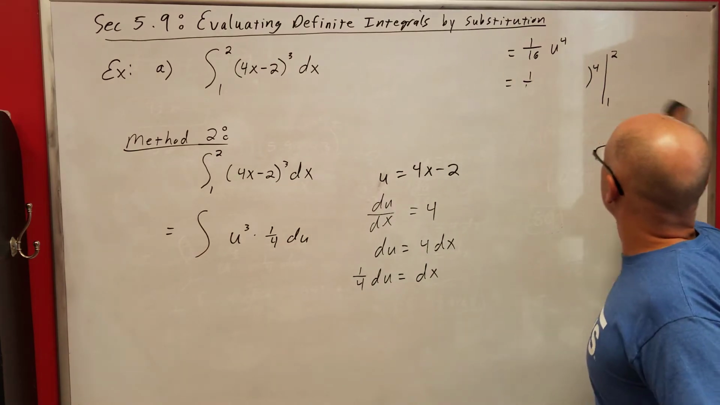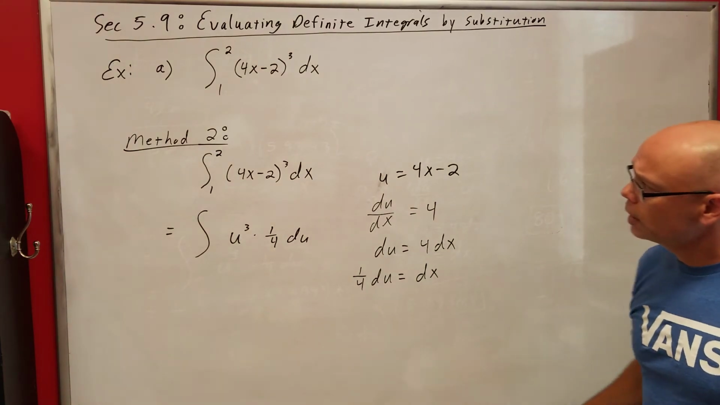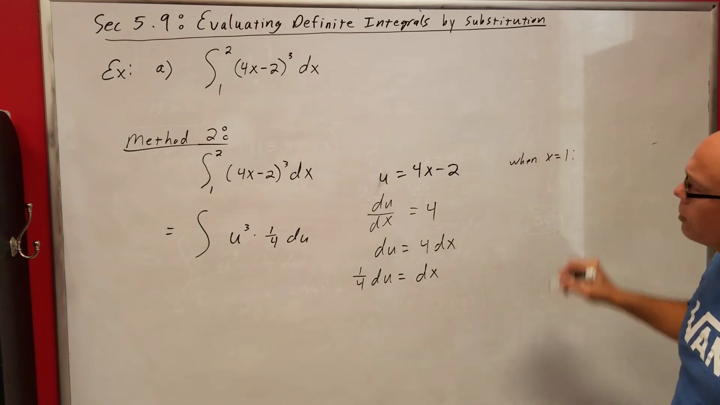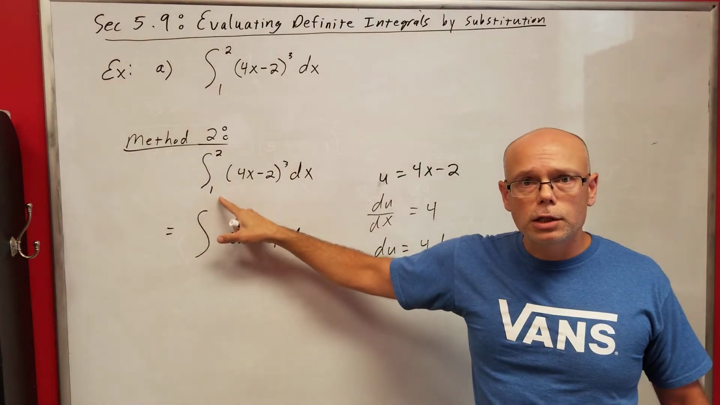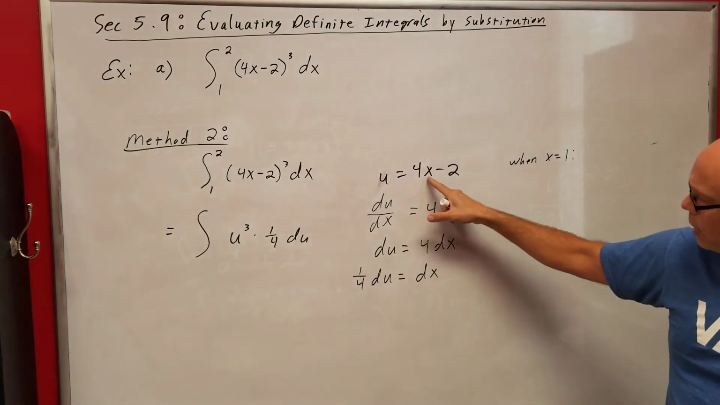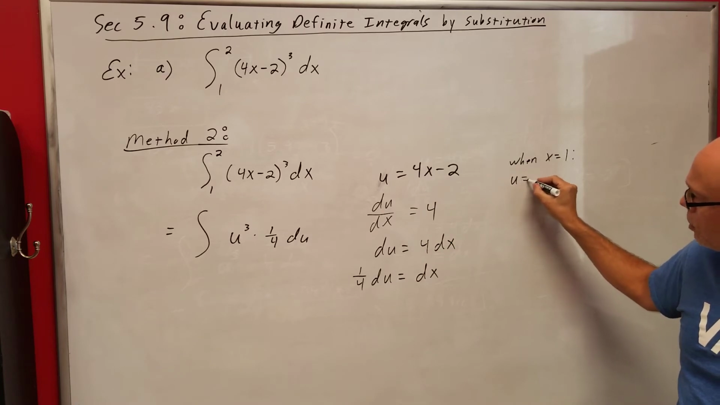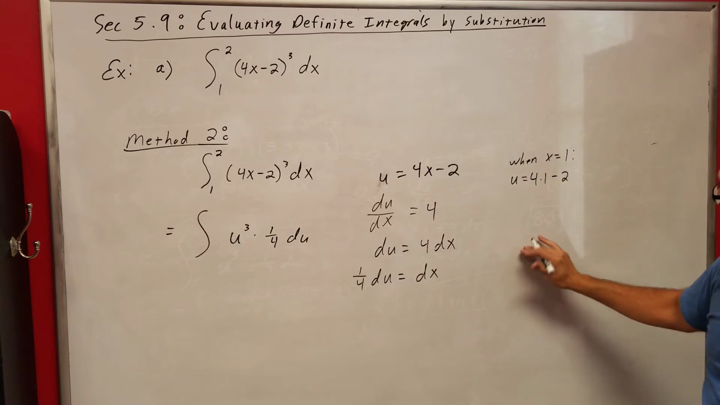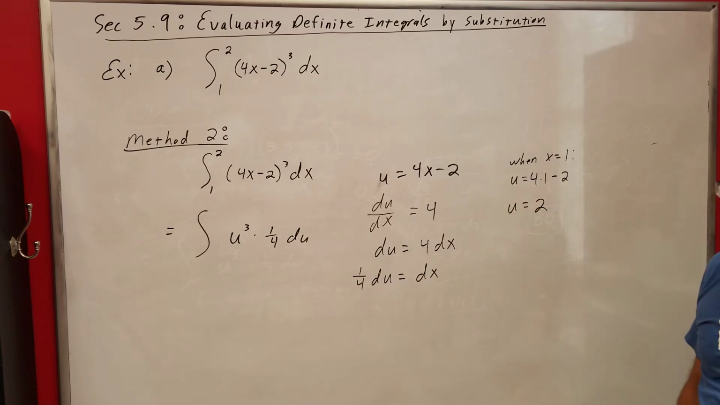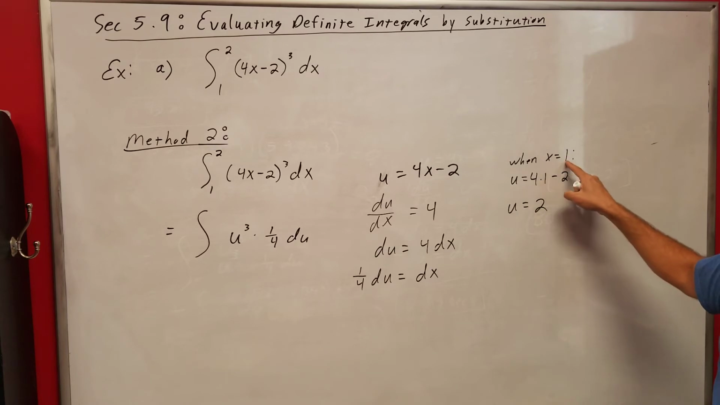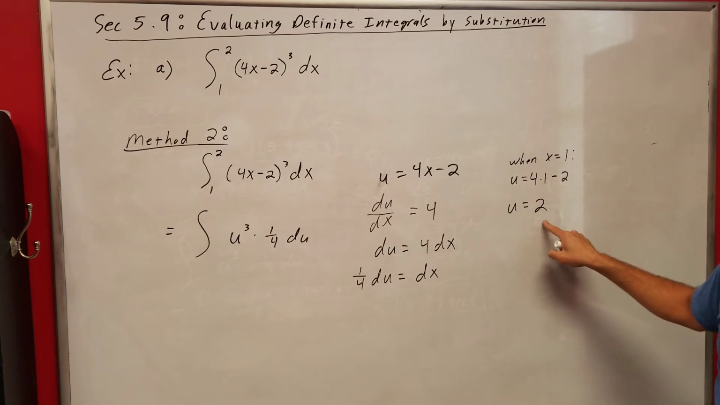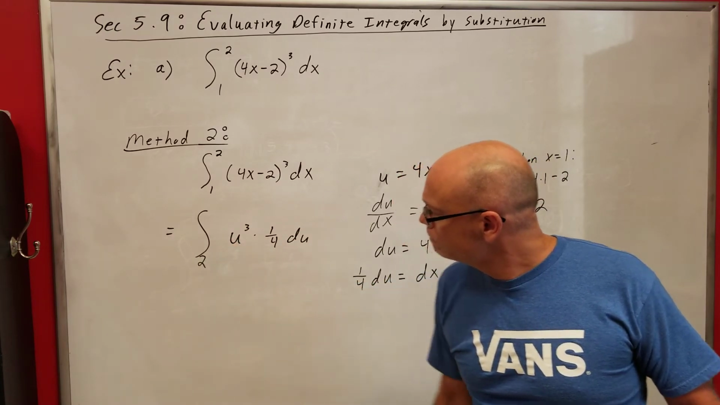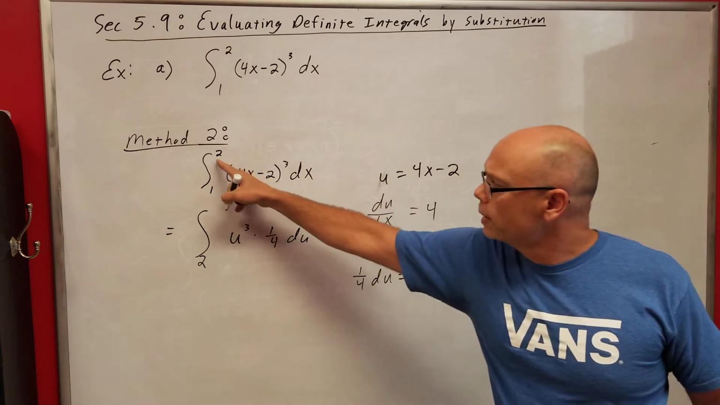So here's how I change these limits of integration. I say, okay, when x is equal to 1, my lower limit of integration, I sub it in right here. I say that u will be equal to 4 times 1 minus 2, or u will be equal to 2. So when x is 1, u will be 2, so my new lower limit of integration now will be 2 right here. How about my upper limit of integration? It was 2.